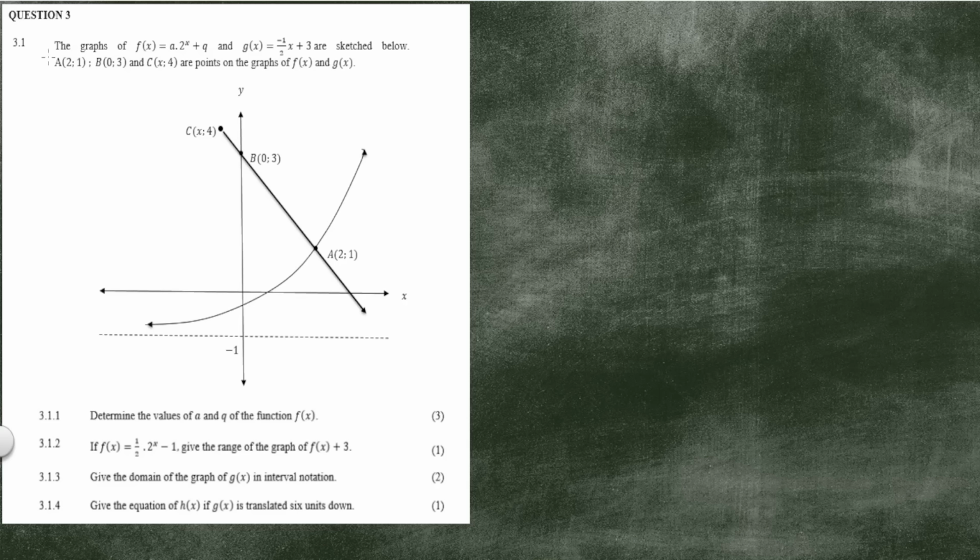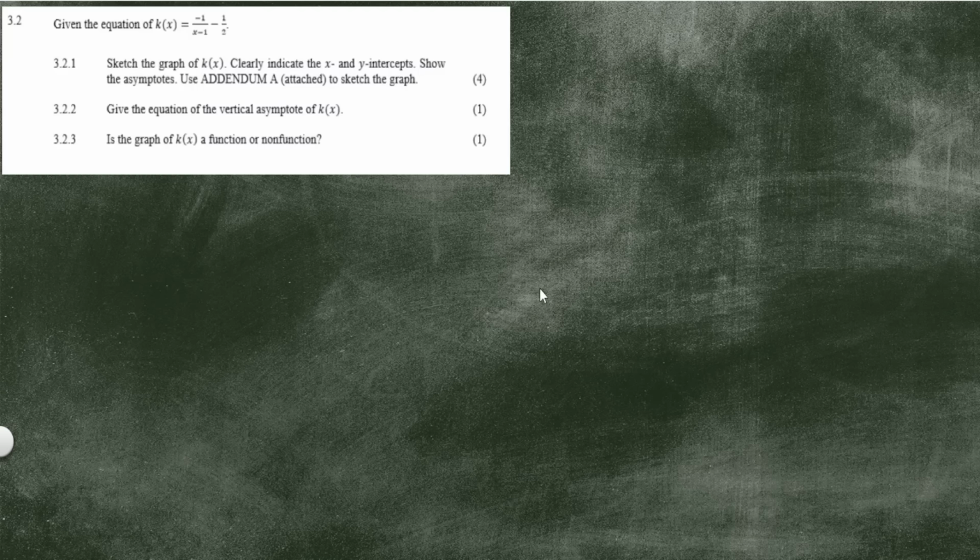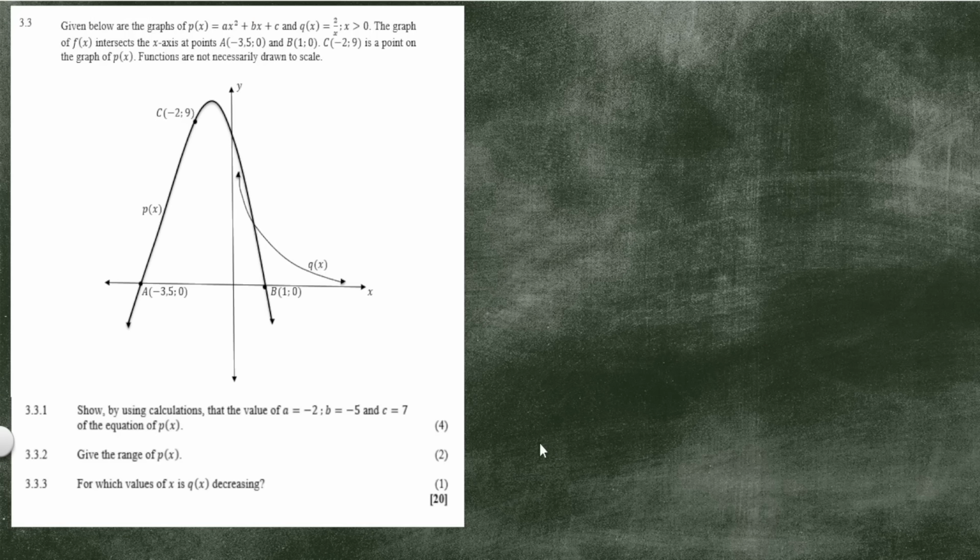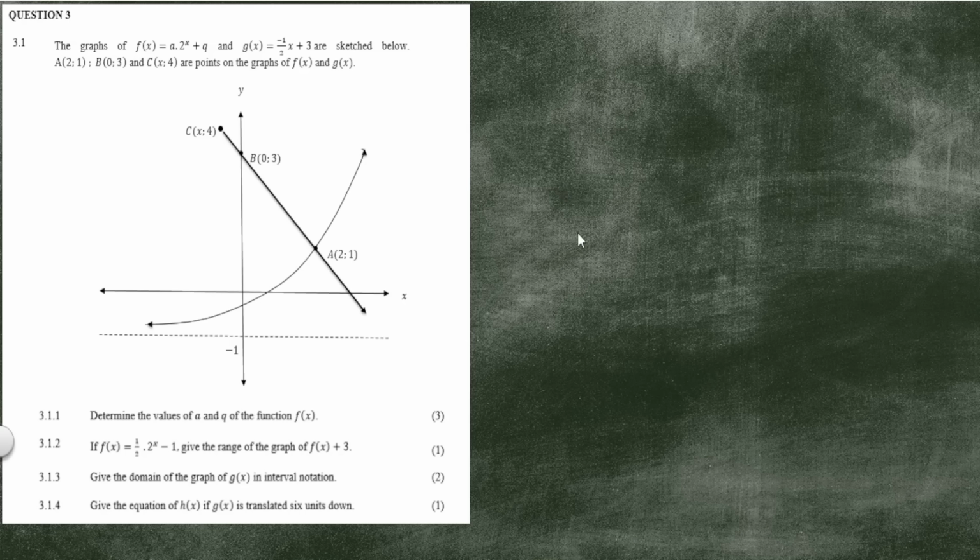So in 3.1, I have an exponential and a straight line. The first two functions, there's 4 in total. Then there's 3.2 where we're going to do a sketch for a hyperbolic function. This is a hyperbola. And for the last question, 3.3, it's a parabola and a hyperbola. So all of the functions were covered. Now, going back to the first equation, we're going to start here.